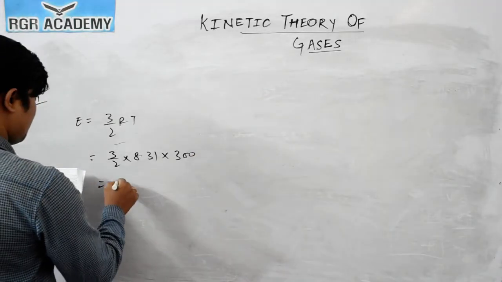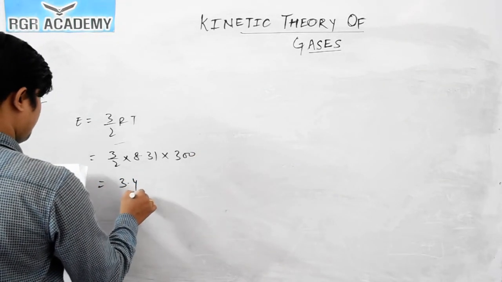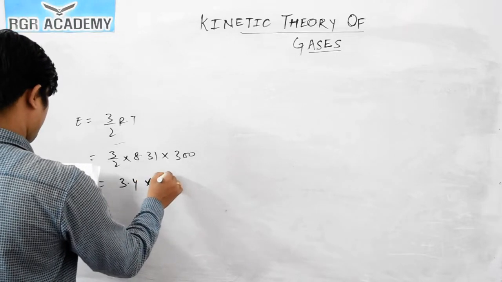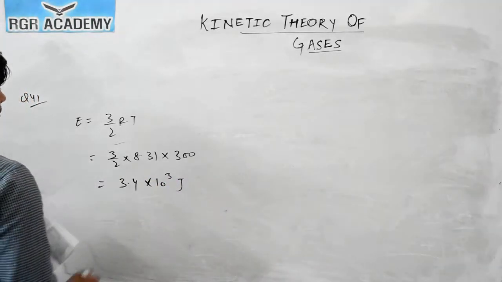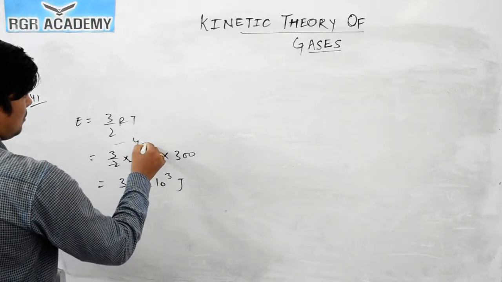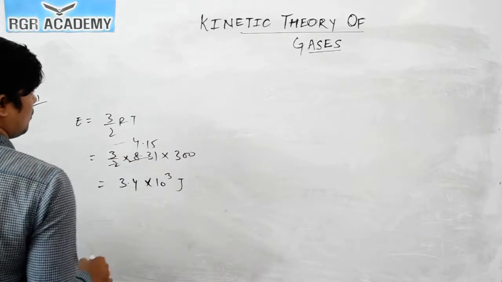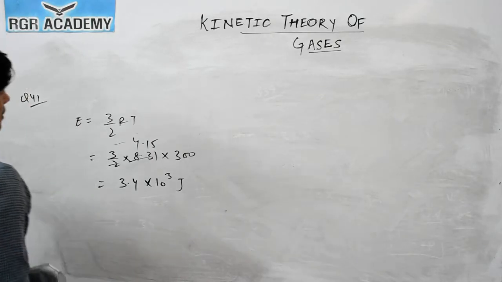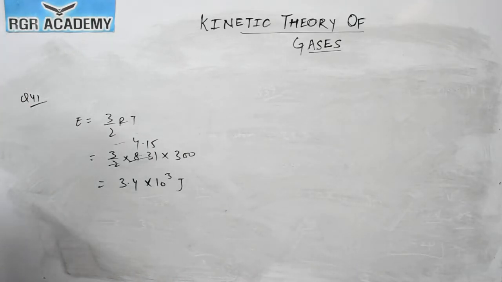So if you solve this, the answer will be 3.4 into 10 to the power 3 joules, because this will become 4.15. So the answer will be 3.4 into 10 to the power 3 joules. Question number 41.